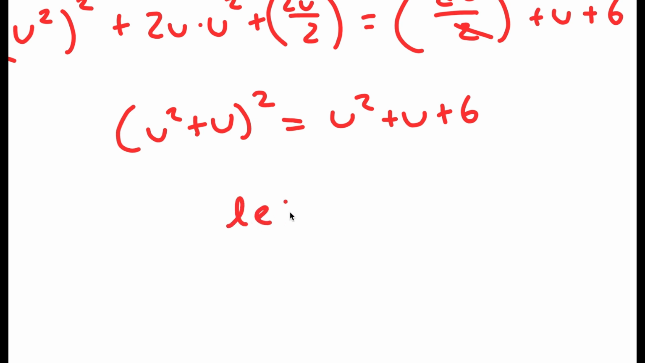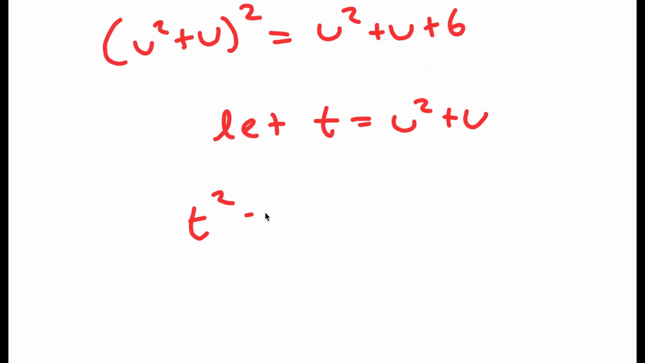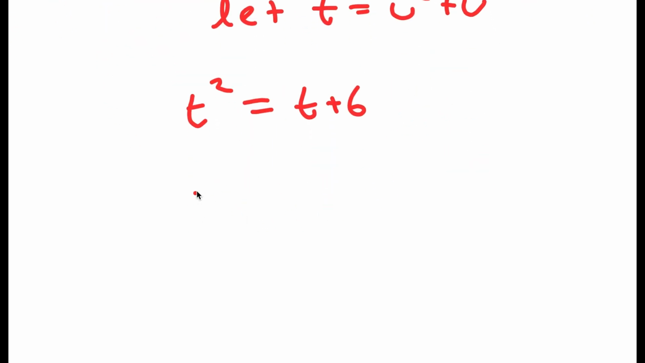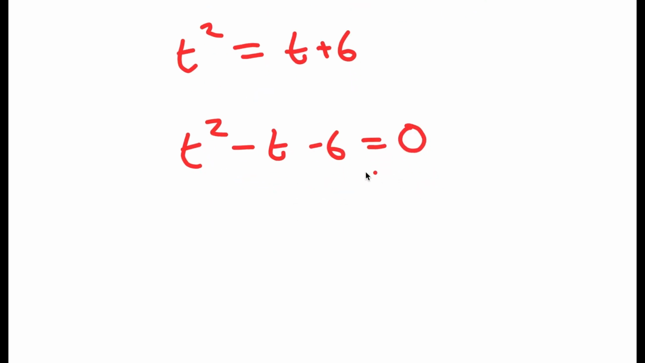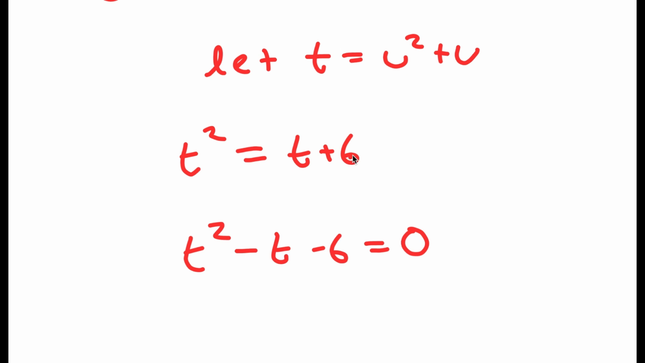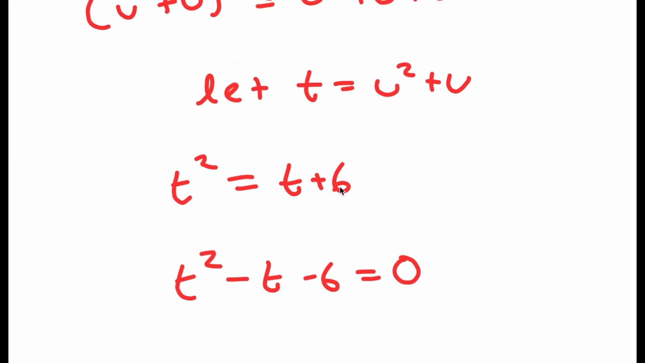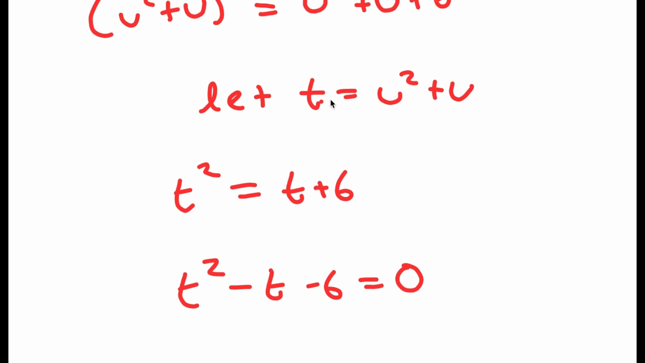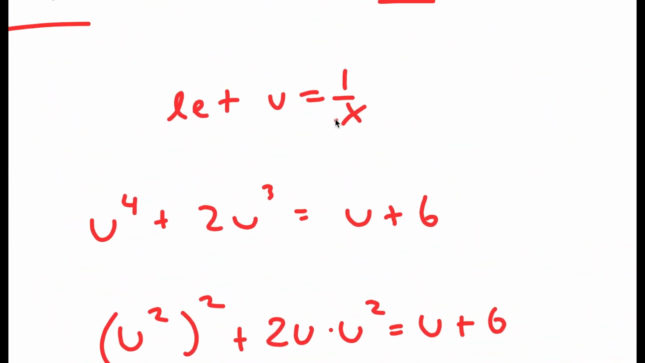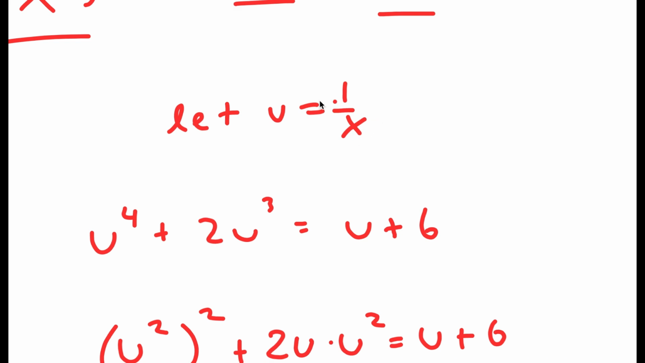And now what I'm going to do is I'm going to let the variable t equal to u squared plus u. So now I have t squared is equal to t plus 6. So I get t squared minus t minus 6 is equal to 0. So what we're going to do is we're first going to find the value of t. Once we find the value of t, we're going to find the value of u using the value of t. And then once we find the value of u, we're going to find the value of x using the value of u.